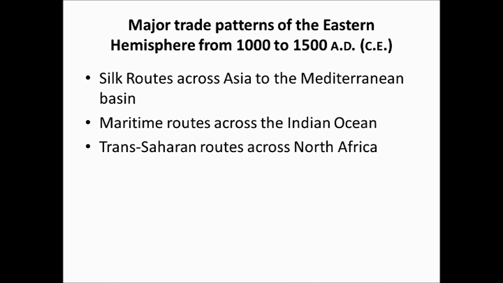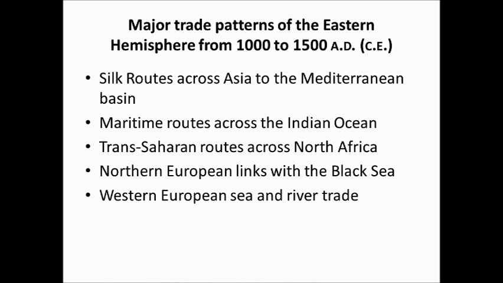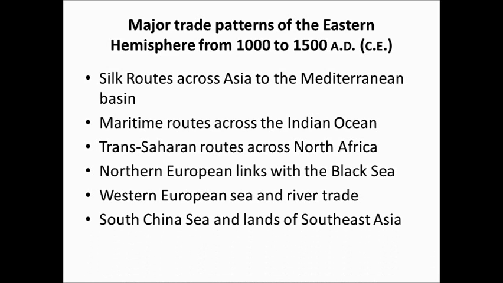The trans-Saharan routes across North Africa, mainly trading gold for salt, but there were other items that were traded too. And then Northern European links with the Black Sea, mainly for the selling of fish, which was herring, and a product called amber, which we'll talk a little bit more about later on. And then Western Europe, the sea trades and the river trade routes, and they can get really confusing. And then the South China Sea and lands of Southeast Asia, which are going to play a major role not only in producing and sending goods, but technology and religions across those areas.